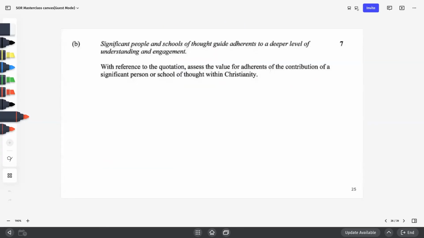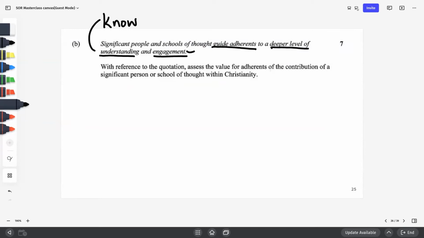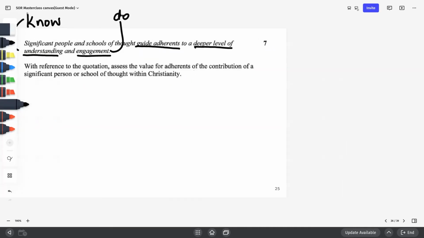Okay, and this is B. We're seeing this all the time. I would expect stimulus material here. So let's go to the black. Significant people and schools of thought. So whatever you've done, this is your person. How do they guide adherence? And the question is really in two ways: to a deeper level of both understanding and engagement. This is what I know. This is what I do. Pretty much.